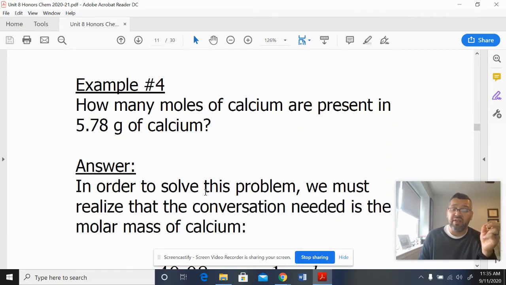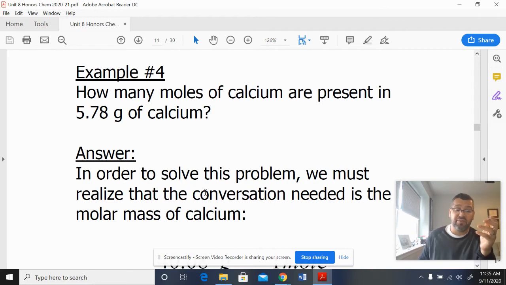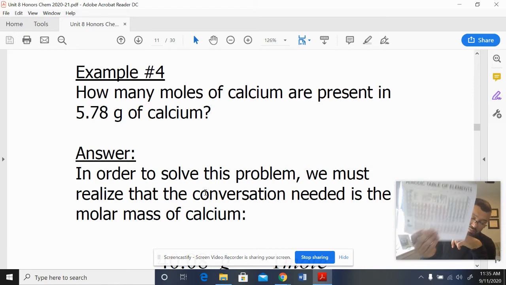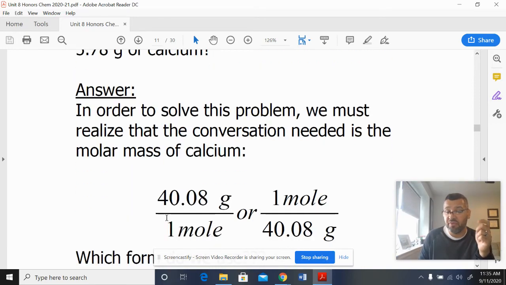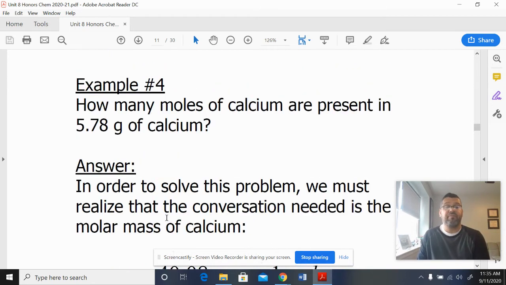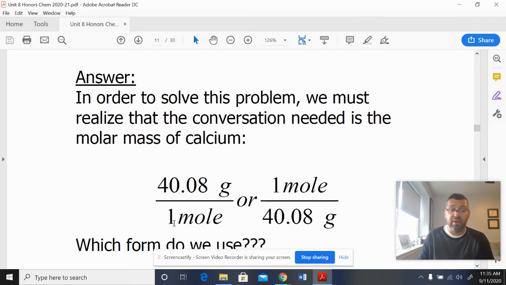How many moles of calcium are present in 5.78 grams of calcium? So again, mass, moles, moles, mass. Molar mass, periodic table. You find calcium on the left side. The molar mass is 40.08 grams per 1 mole, or 1 mole is 40.08 grams, whichever one we think we need. Again, what we want goes on top. How many moles? Which one do we want? The one with moles on top. So it's the one on the right.